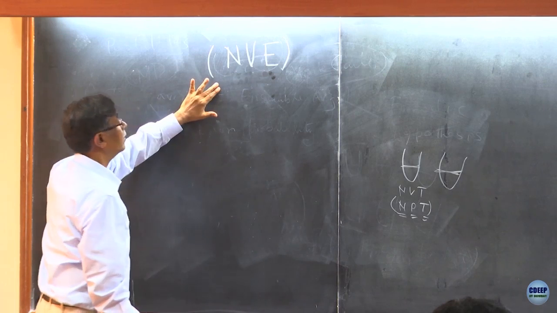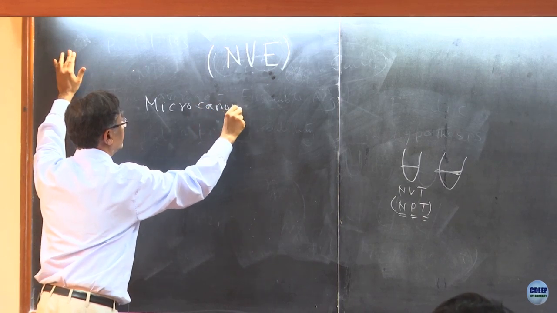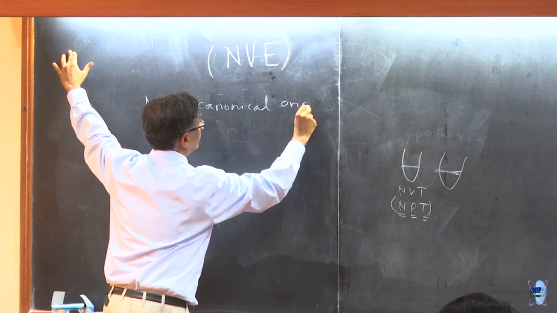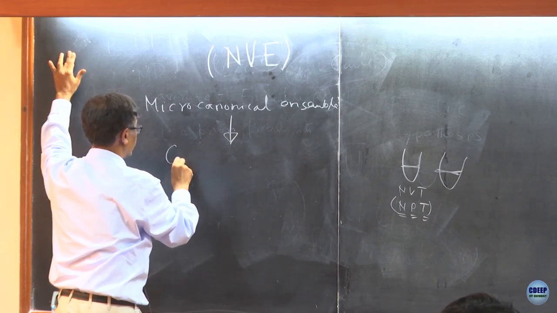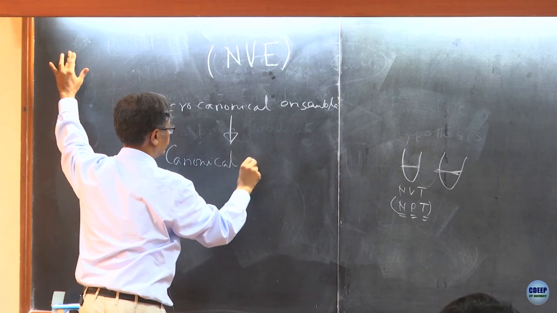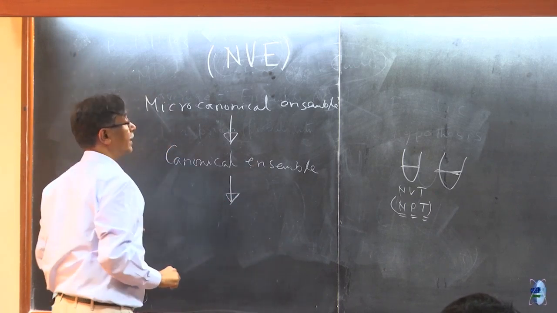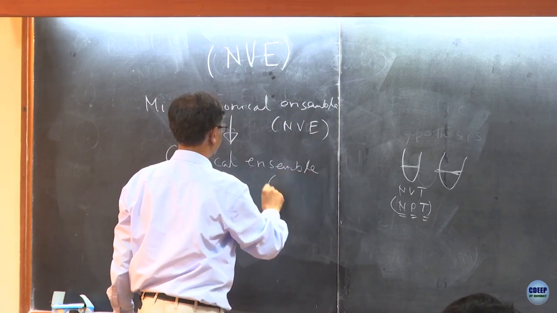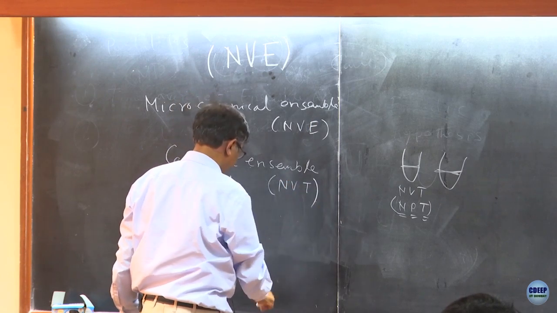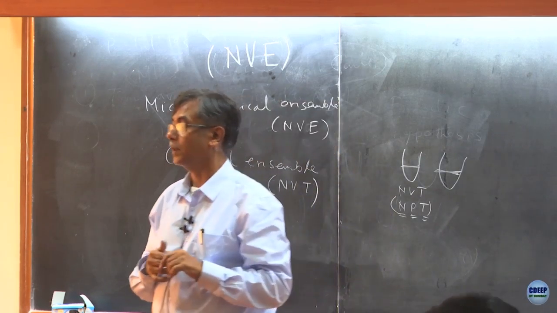So, this ensemble is called the microcanonical ensemble. This is then generalized to the canonical ensemble, and then goes to other things that we do not need right now. So, this is NVE and this is NVT. For the time being, two are enough, because we now want to develop the concept of these things, why we need them and how you work with them.